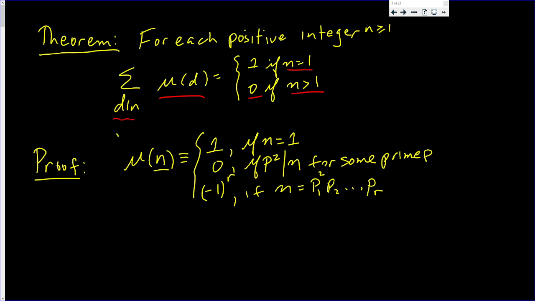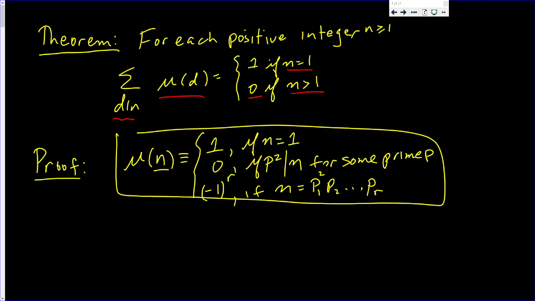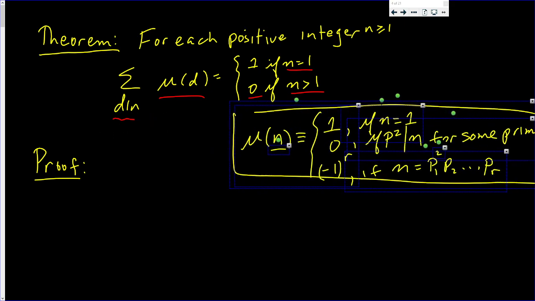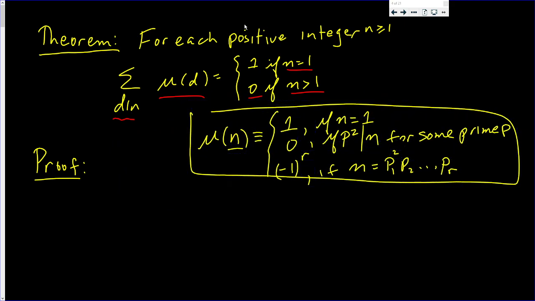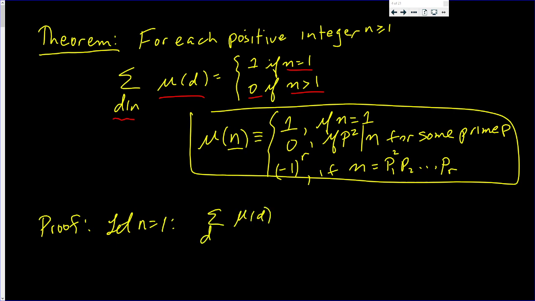Okay, so now that we have the definition of mu of n, let us consider the proof. First, let n equal 1. So the summation of mu of d as d divides 1. The only positive number that divides 1 is 1. So this is just mu of 1. And by definition, mu of 1 equals 1. Okay, that's what they said it would be.